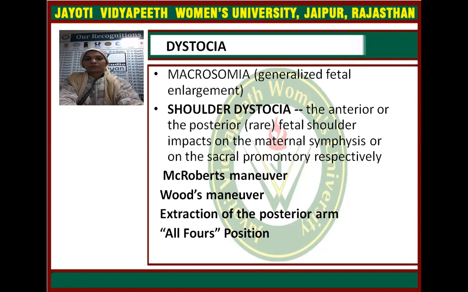Next is extraction of the posterior arm. The operator's hand has to be introduced into the vagina along the posterior humerus, and the arm is swept across the chest, and therefore delivery is done with gentle traction to the arm. Again, the all-fours position: the position of the mother in labor should be changed to all fours, so that downward traction on the posterior shoulder may help in freeing the impacted shoulder, or this may relieve her obstructed labor.